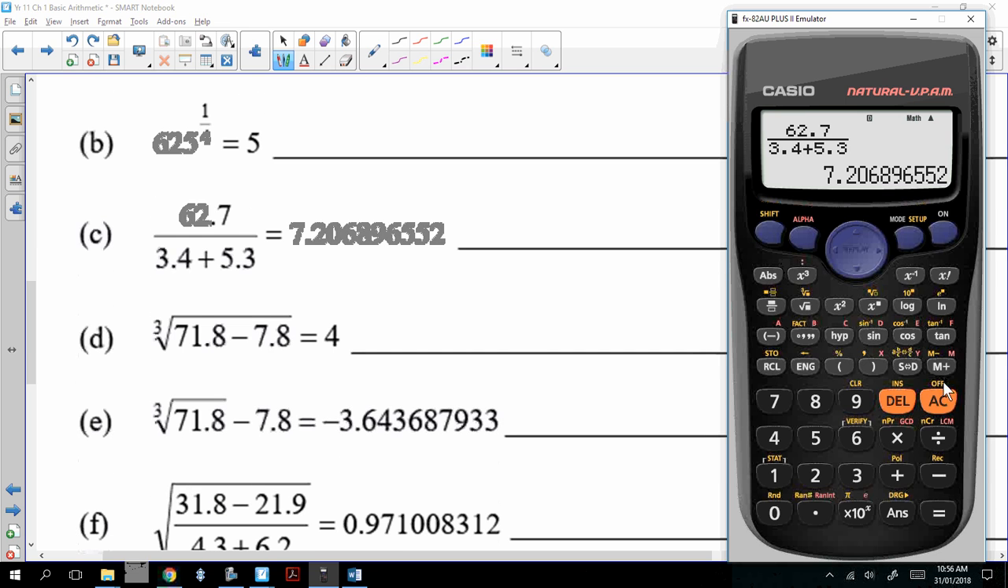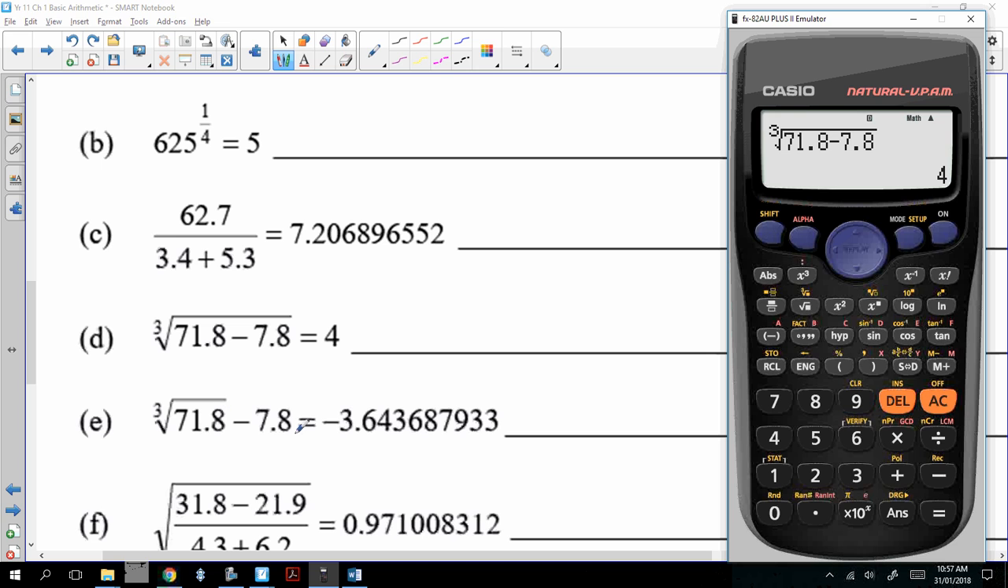How do I do cube root? Press shift. Now, not this one, there's a cube root button, a dedicated one, so you don't have to write the 3. So shift this button here and press 71.8 minus 7.8 to get the number 4. Okay? Now, note the difference between D and E. They look very similar, but it's completely different.